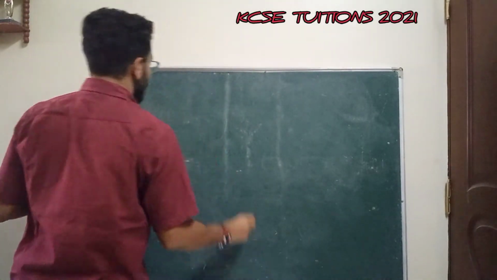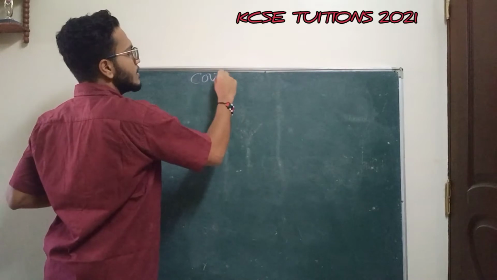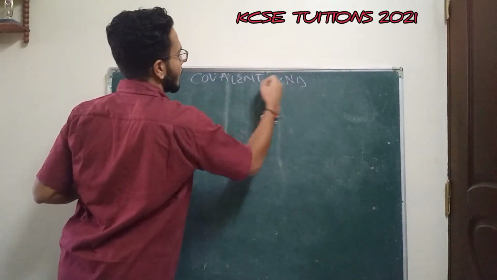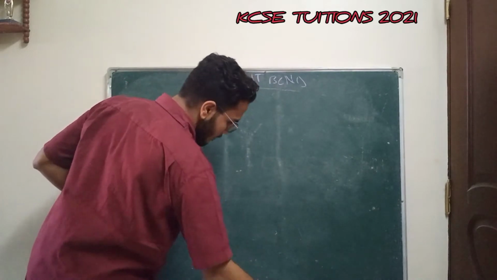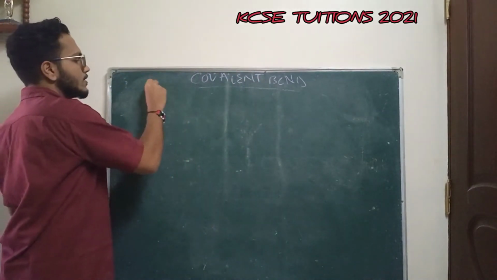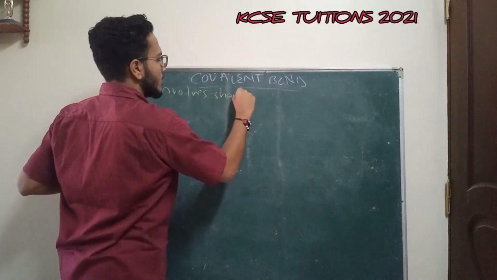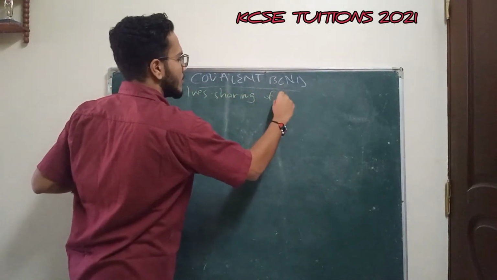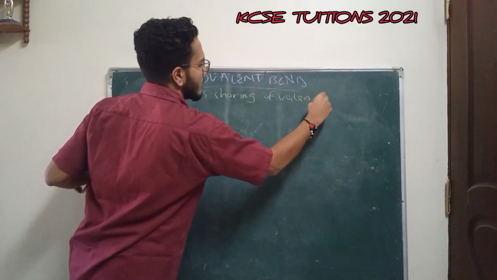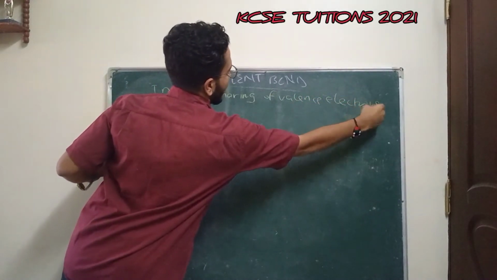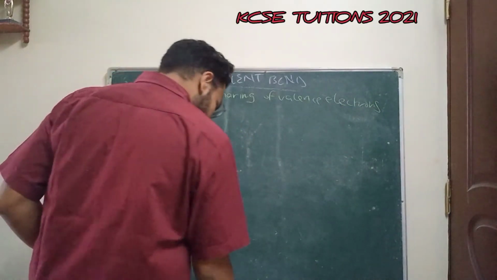Bond number 2 is covalent bond. This is a bond between nonmetals, mainly nonmetals, and it involves sharing of valence electrons. Valence electrons are electrons in the outermost energy level.